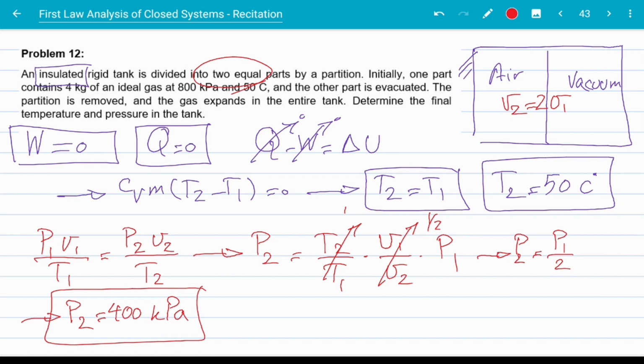Now, ideal gas equation is in effect here. P1 V1 over T1 is P2 V2 over T2. Temperatures are equal, so you can drop them. Specific volume at state 2 is twice the specific volume of state 1 because initially the two parts were equal. That's all you need to know. The rest is just plug in numbers.